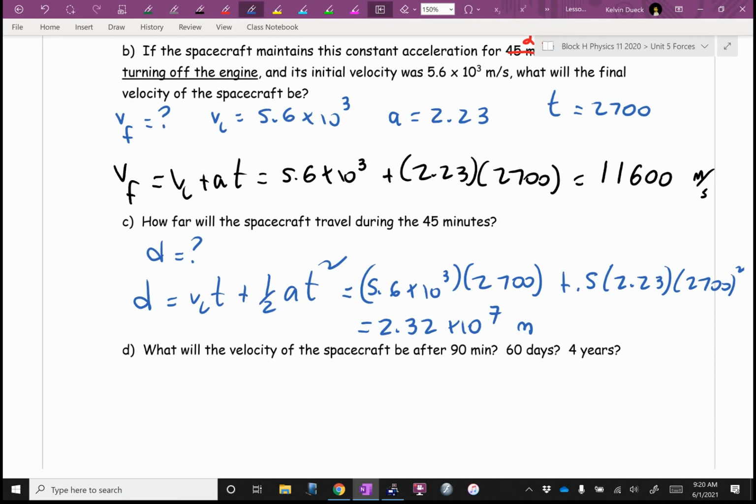And they will keep going unless they run into, like billions of years from now, the gravitational field of another star or planet way out there. But otherwise, they'll get to the edge of the universe. And there's a pretty good chance they will, because empty space is mostly empty space. They're going to keep going. So what will the velocity be after 90 minutes or 60 days or 4 years? It will be 11,600 meters per second. It's going to keep going in a straight line at a steady speed.